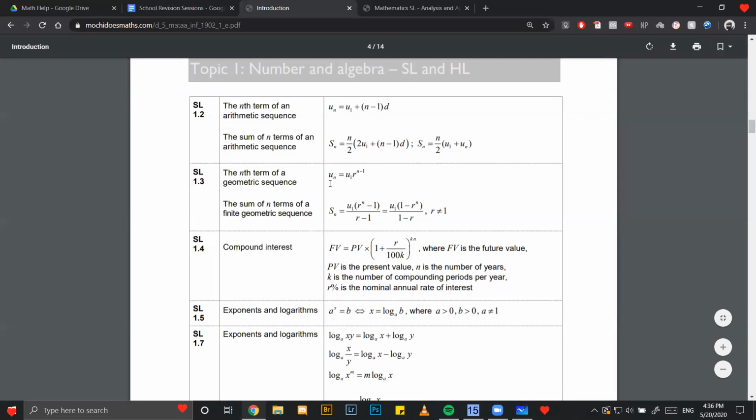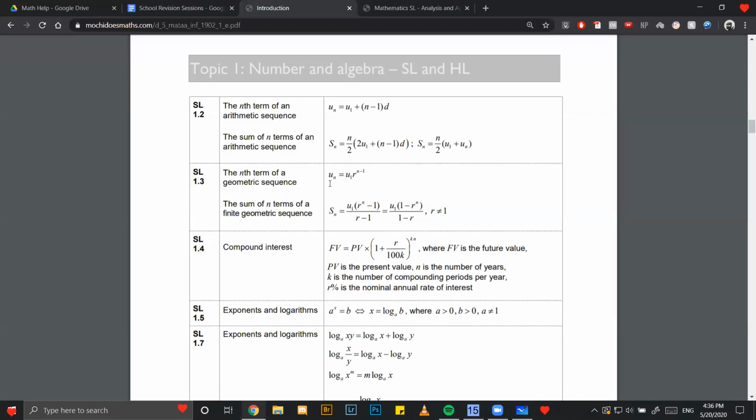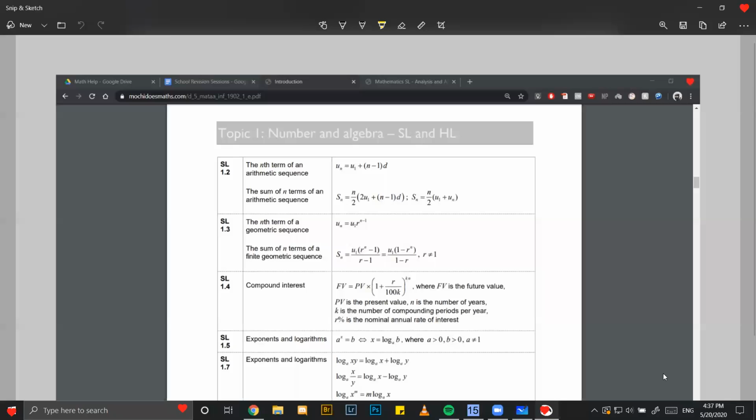So if you forget about series and sequences, all you need to do is look at these formulas and think about what they are saying, and especially what d means, what r means, what n means, what un means. Just to quickly recap what all those things mean: un is the nth term of the sequence.